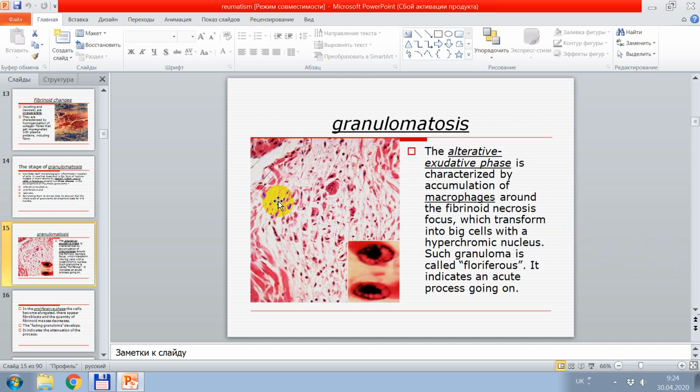Also, this picture presents specific morphological signs of granuloma formation in rheumatism, or granulomatosis. The alterative exudative phase is characterized by accumulation of macrophages around the fibrinoid necrosis focus, which transform into big cells with hyperchromic nuclei. Such granuloma is called florid. It indicates an acute process going on.